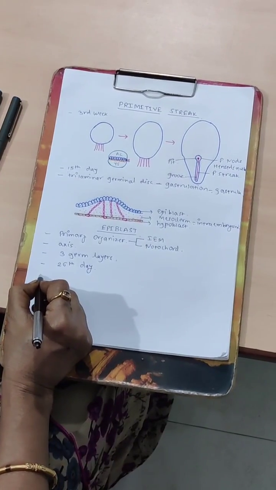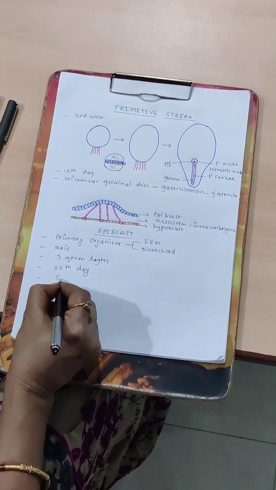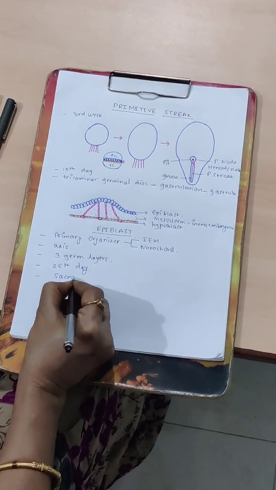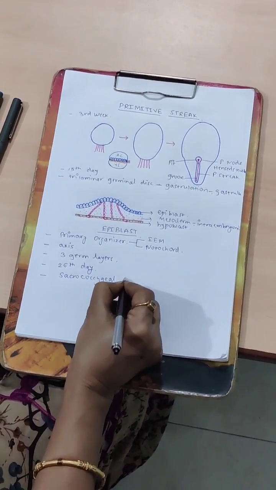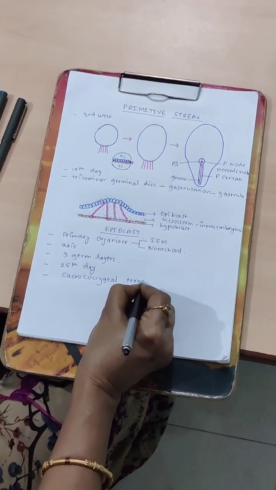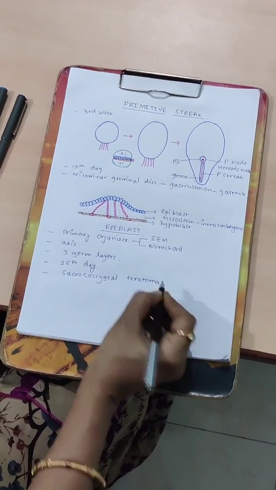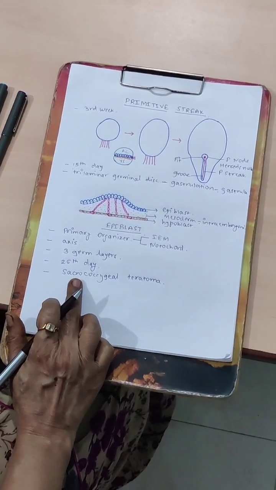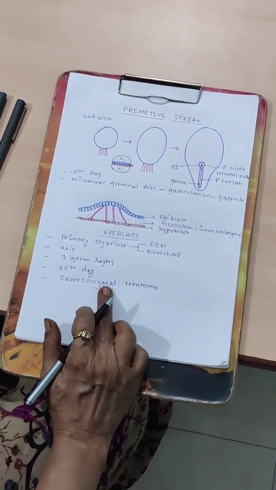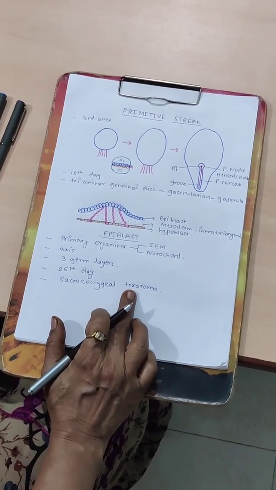If it fails to regress at the end of the 4th week, it leads to the formation of a tumor which is called sacrococcygeal teratoma. As the name suggests, it is present in the sacrococcygeal region of the baby which is born.